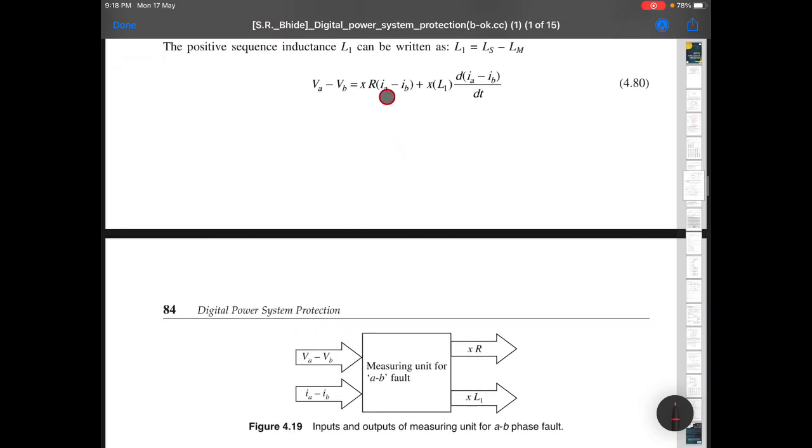VA minus VB you have to give, IA minus IB you have to give. So X into RA is the output and X into L1 is the output. This equation is implemented in this box. So what is this equation? Basically the differential equation algorithm, which we have seen as a separate topic. So that is this box. What is there in this box? You have already done it. You have taken the transpose, inverse, and using the matrix method you have got R and L. That method is there in this box.